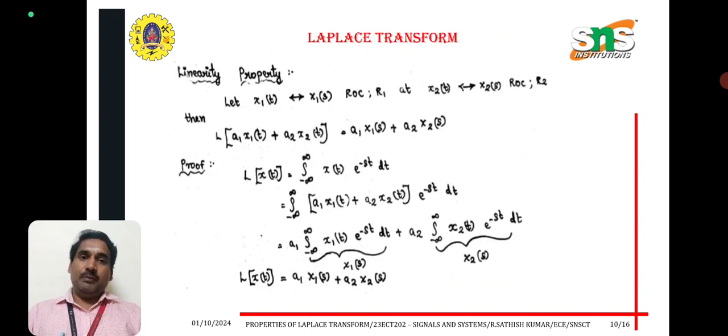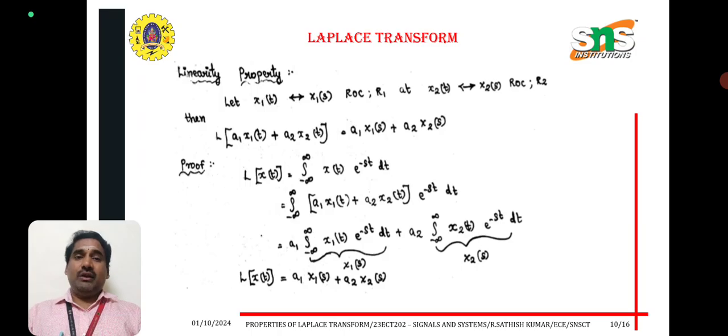This is the linearity property. We can get the proof. x1 of t Laplace transform pair with X1 of s, x2 of t Laplace transform pair with X2 of s, then Laplace transform of a1 into x1 of t plus a2 into x2 of t is equal to a1 into X1 of s plus a2 into X2 of s. Now we can apply the formula.